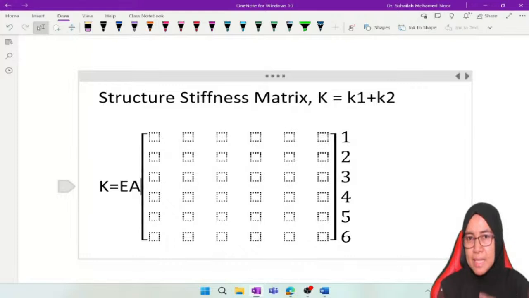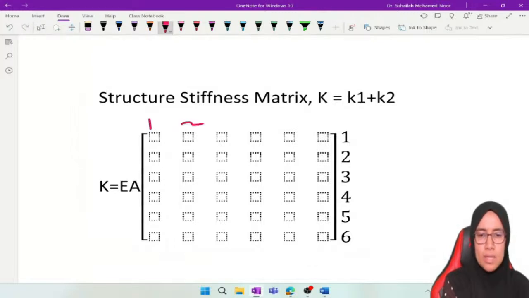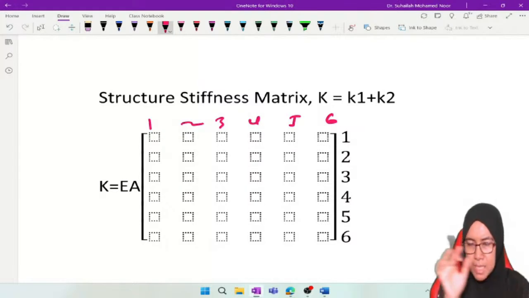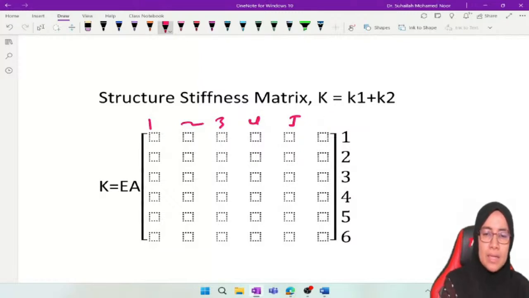Total is 6 by 6, in terms of EA. So 1 to 6 means the degree of freedom, the position. 1, 2, 3, 4, 5, 6, horizontal and vertical. The position. So the values, we find from K1 and K2.